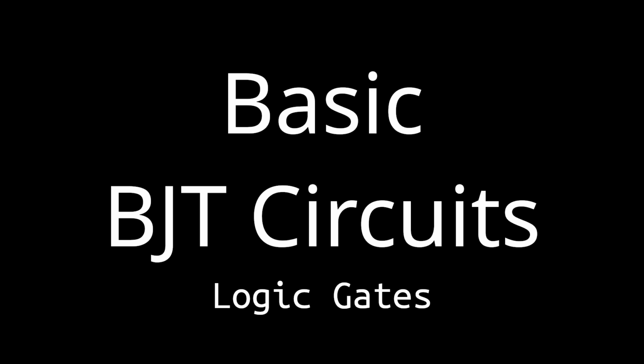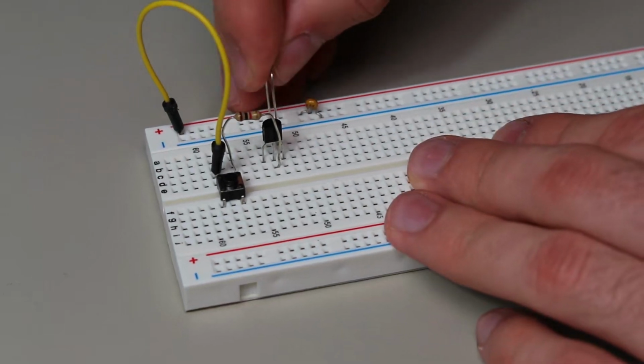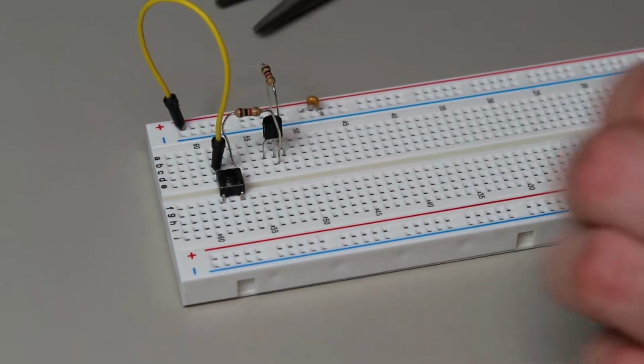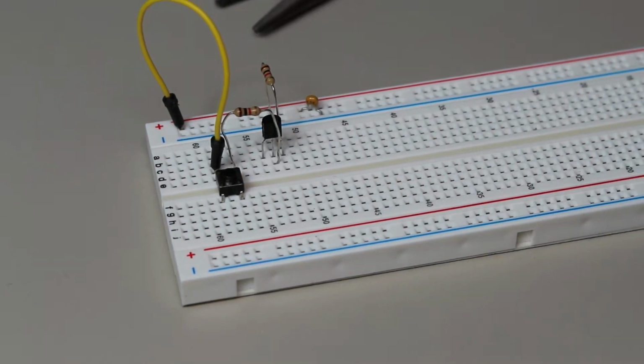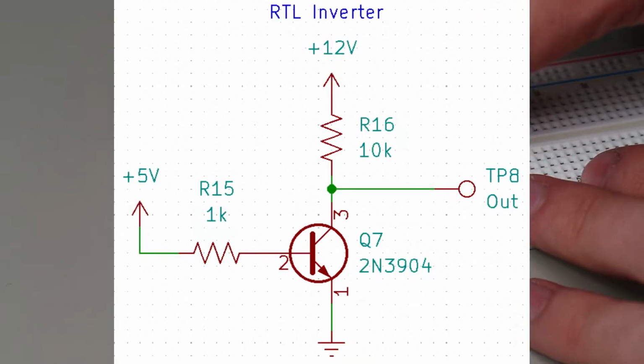And while switching loads is useful, we can do a lot more than just that. You may have heard of logic gates before, such as AND, OR, NOR, and so on. Well, we can create those by using these transistors. Here's the simplest BJT logic gate, which is an inverter.